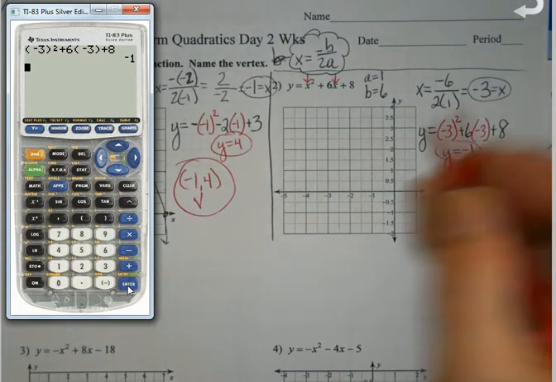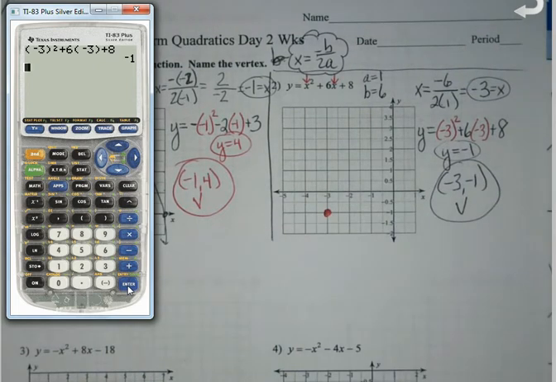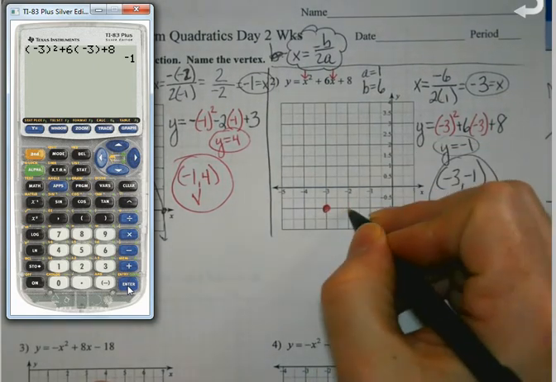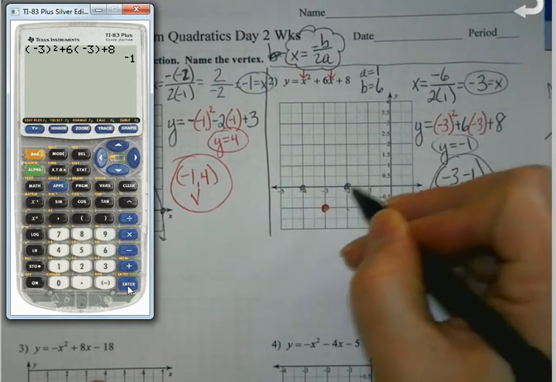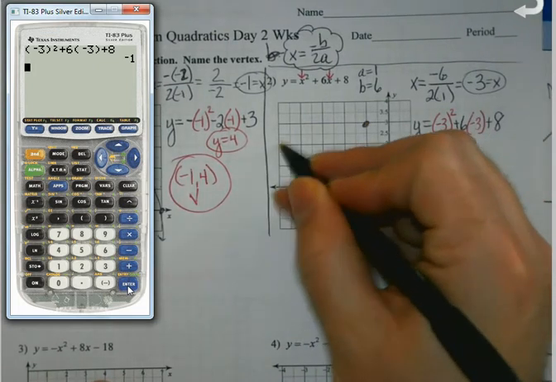So once I calculate that, I have my vertex, my center point here. Do you think we're opening up or down this time? Where the vertex is might give me a pretty good clue. What's my a value? My a value is positive, so we're going to be opening up. So I'll just do the pattern from here. Over 1, up 1, over 1, up 1, over 1, up 3, over 1, up 3.